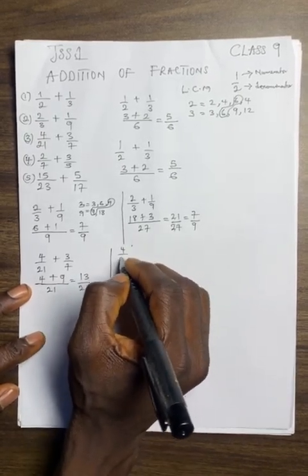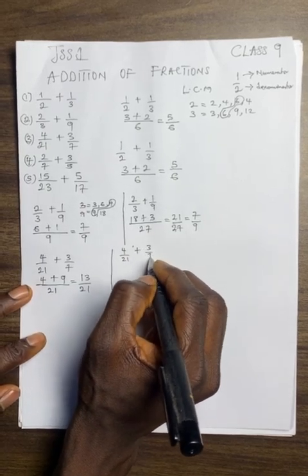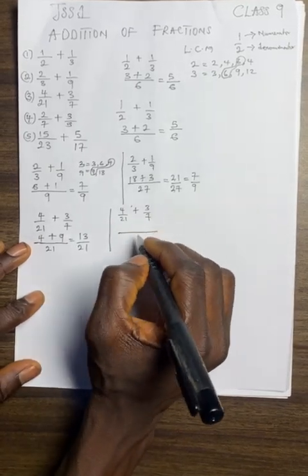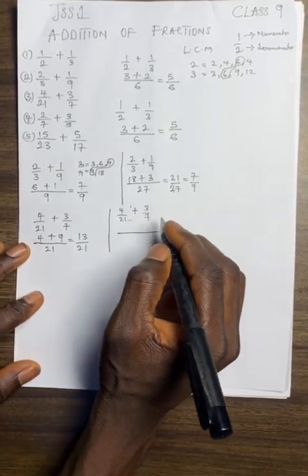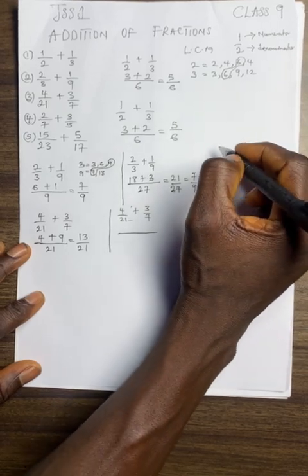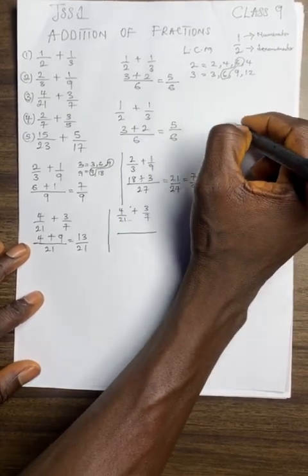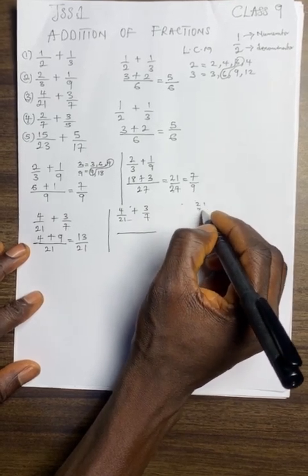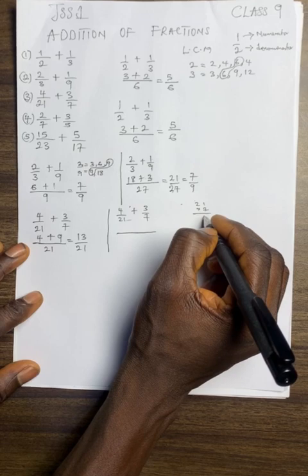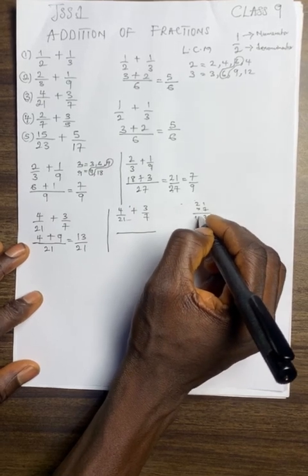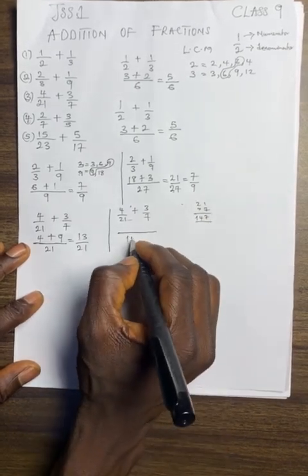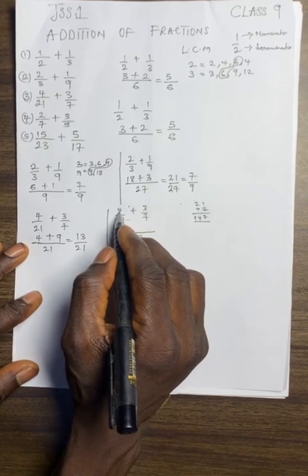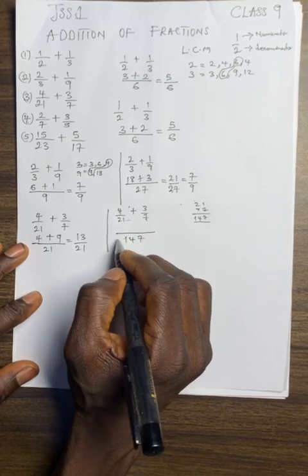We have 4 over 21 plus 3 over 7. So what are we going to do here? Draw your straight line. Then we multiply 21 times 7. 7 times 1 is what? 7. 7 times 2 is what? 14. So we have 147. So what are we doing? We multiply this one with this one, so we can get this one there.